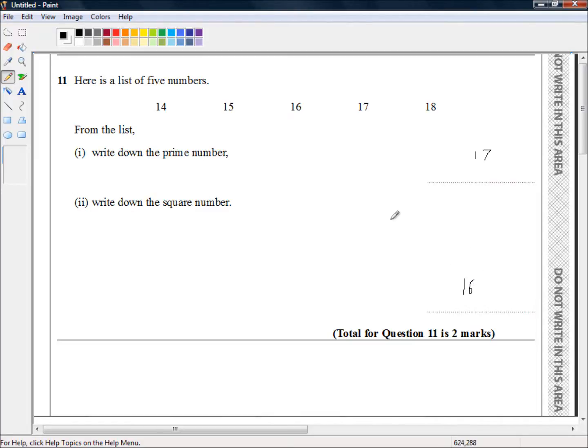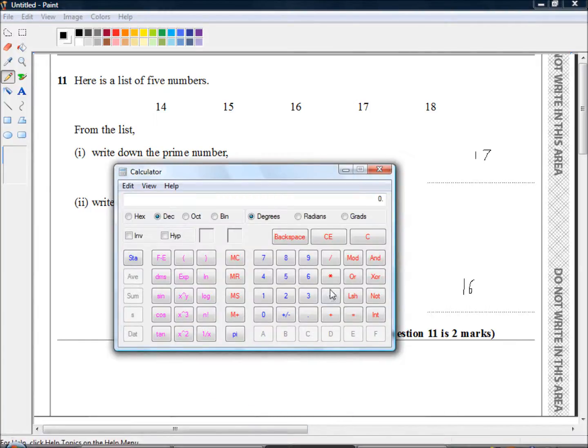If not, you can use a calculator, and what you can do is move through these numbers and simply find the square root on the calculator, and if it comes out to a whole number, then you know you've found your square number. If it's got a decimal point and a load of numbers after it, you know it's not a square number. So we know 14 is not a square number.